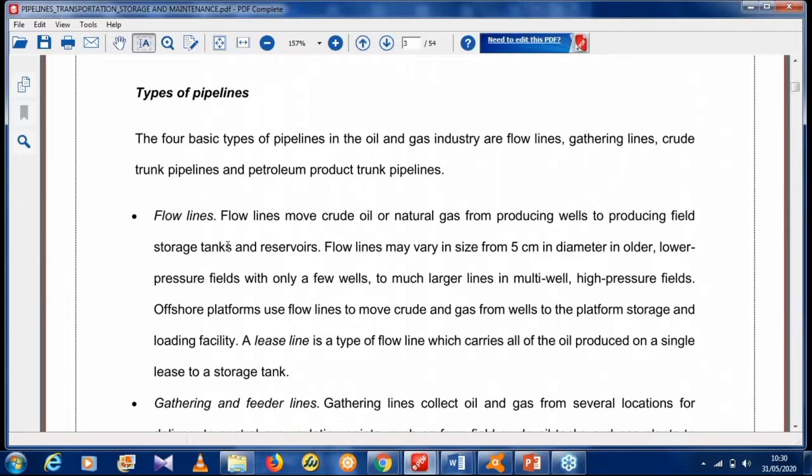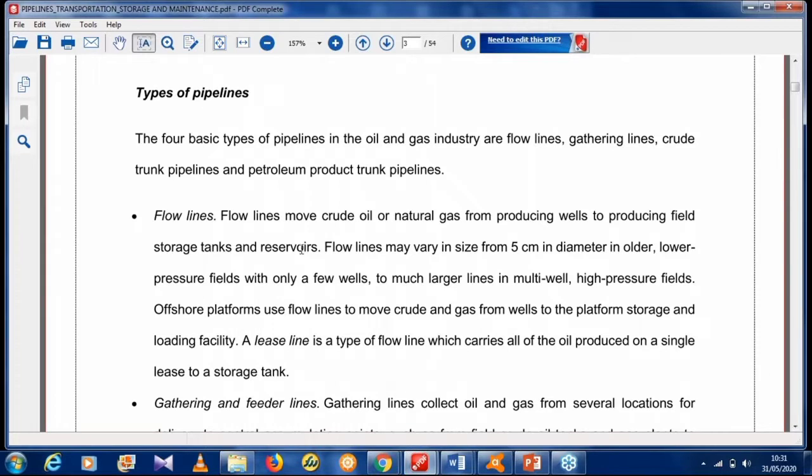Now, flow lines usually vary in size, and they move crude oil or natural gas from the producing well to the producing field storage tanks and reservoirs. So those are usually flow lines, from the producing well where the rig is down to temporary storages or reservoirs, from which it will be transmitted to the processing area. What we make use of in doing that are flow lines.